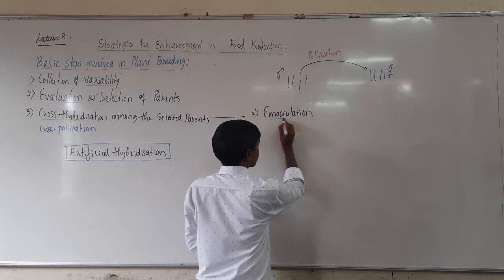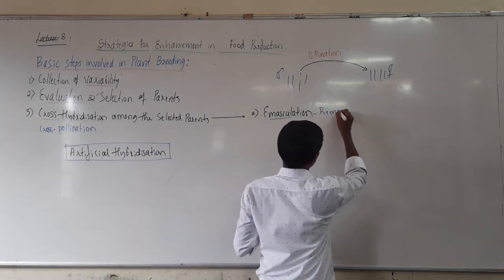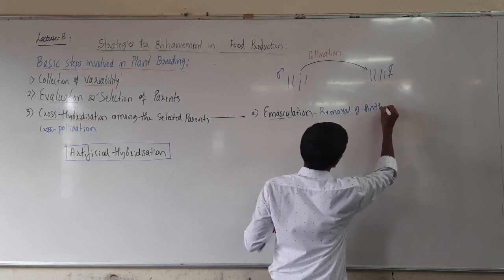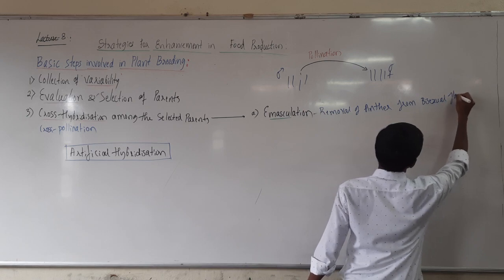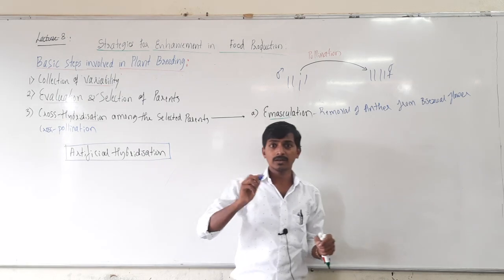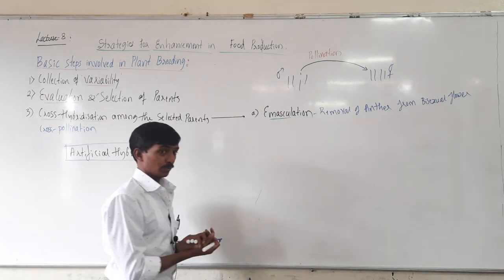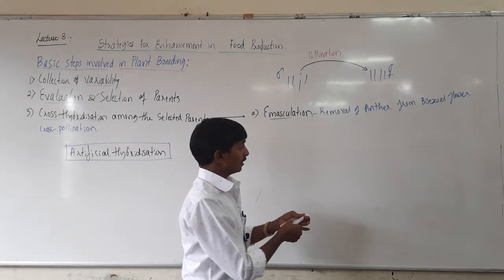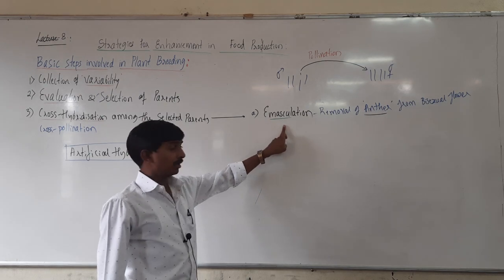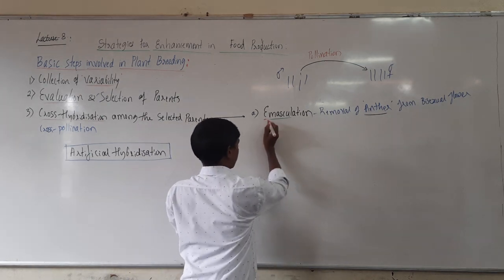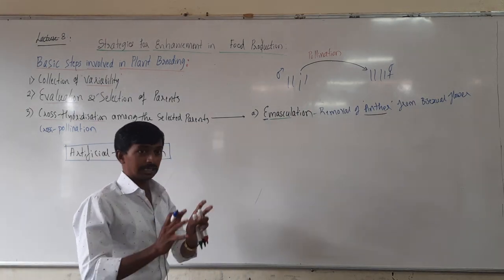Look at the word emasculation: masculine, male gender, and E, removal. So it is the removal of the male gender, that is, removal of anthers from a bisexual flower. A bisexual flower means a flower having androecium and gynoecium, the male as well as the female reproductive part. So from the bisexual flower, they remove the anthers. Simply, from the flower the anthers are removed.